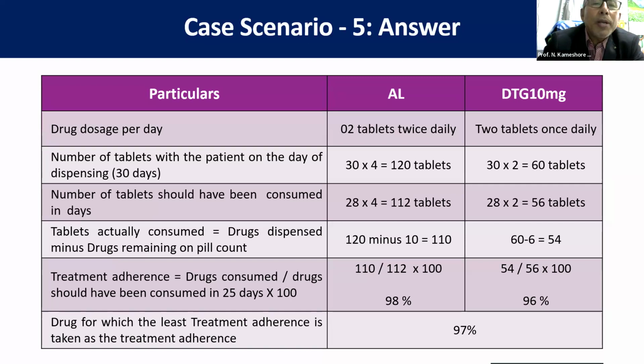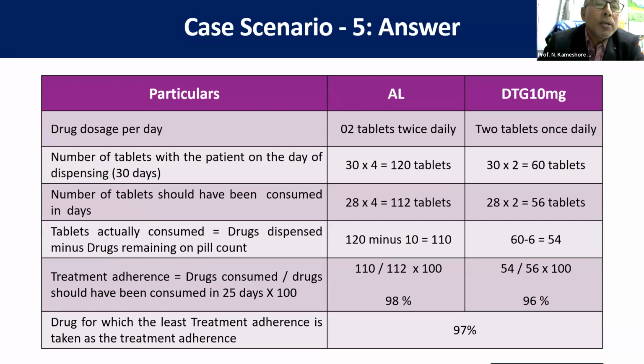So number of tablets on the day of dispensing, that is for 30 days, we have given 120 tablets because 4 tablets per day, and 2 tablets per day of dolutegravir, so 60 tablets. Next, number of tablets that should have been consumed is 28 days into 4, 112 is supposed to be taken. And for dolutegravir, 28 into 2, that is 56 tablets, should be taken.